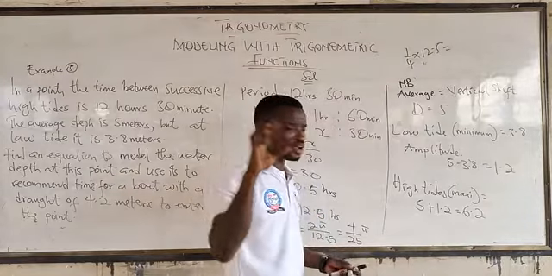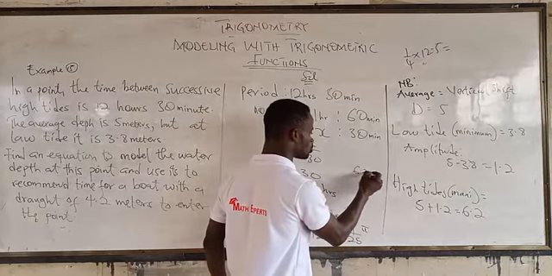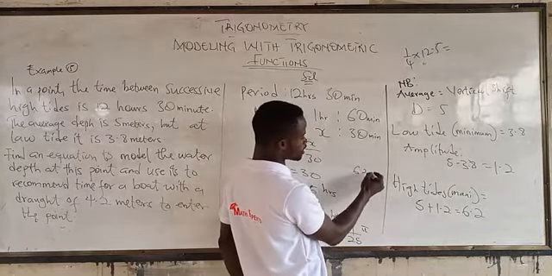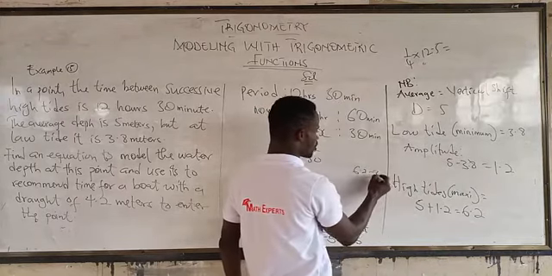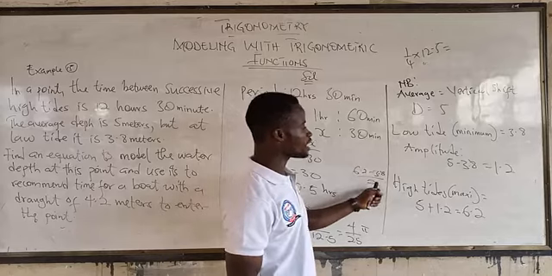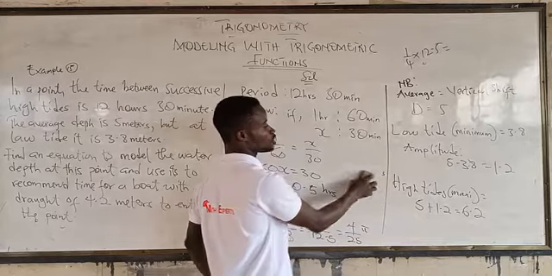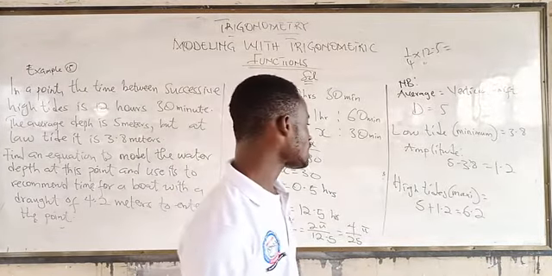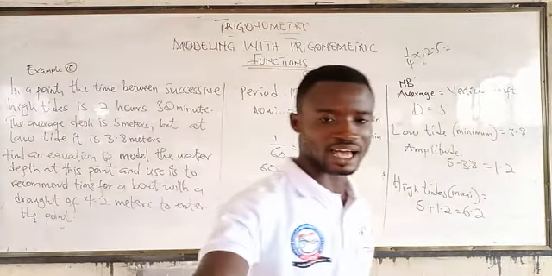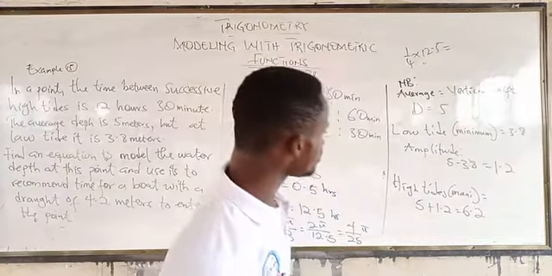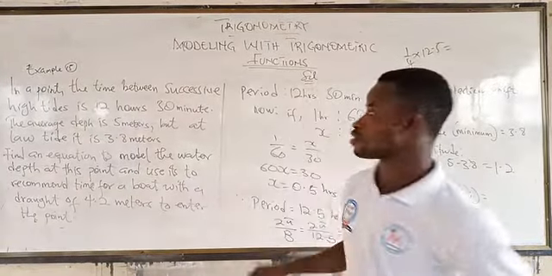Now, if you want to verify that this is another method to get the amplitude, you can subtract the minimum, which is 3.8, from 6.2 and divide by 2. So I'm going to get the same answer, 1.2, for the amplitude. So that is that for that. Alright, so let's go and write our equation. And lastly, we draw the graph.